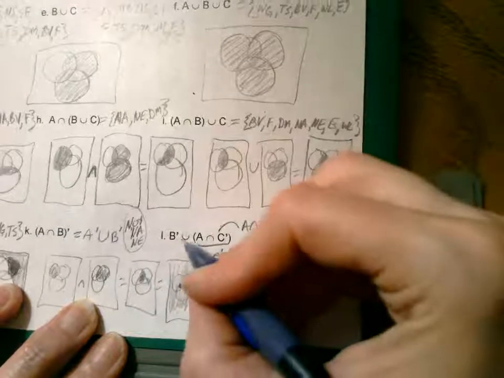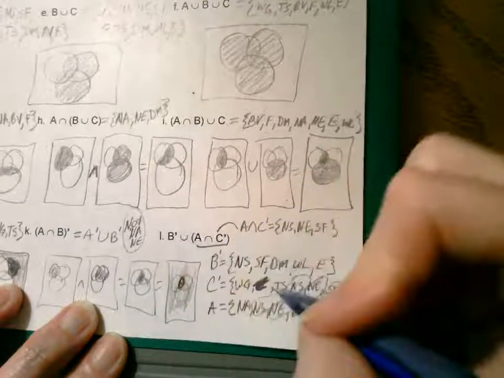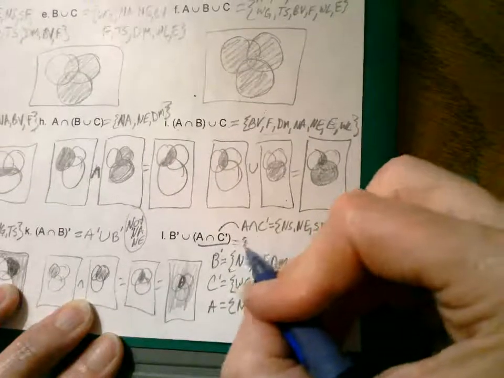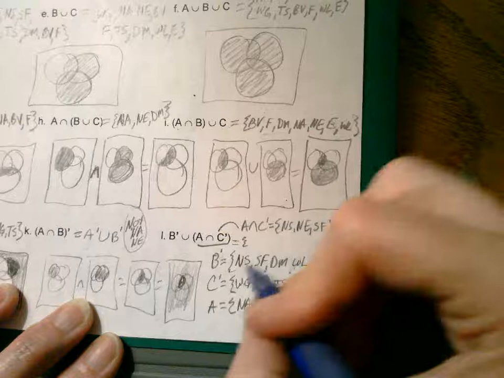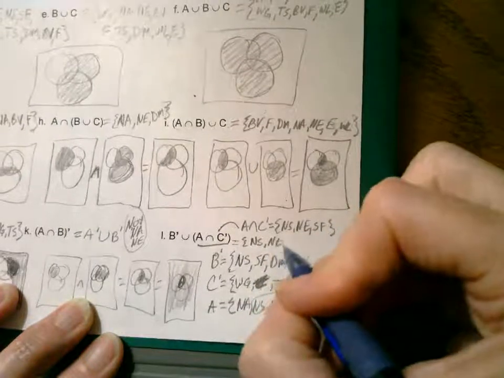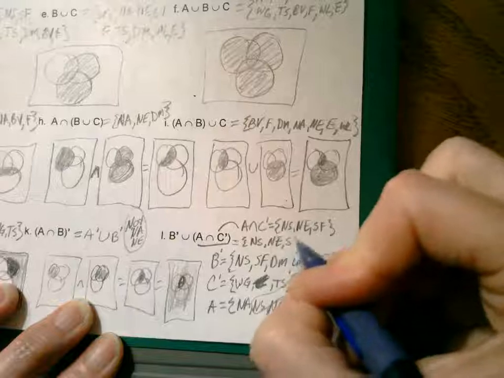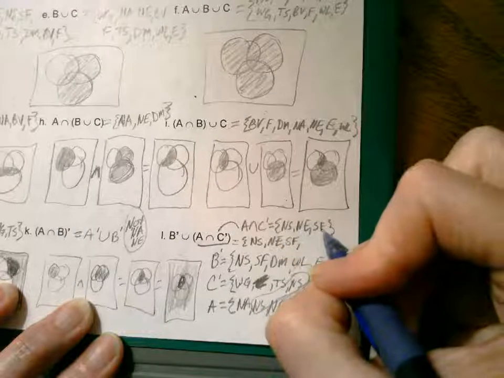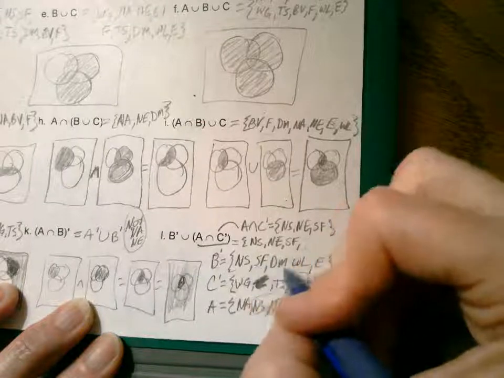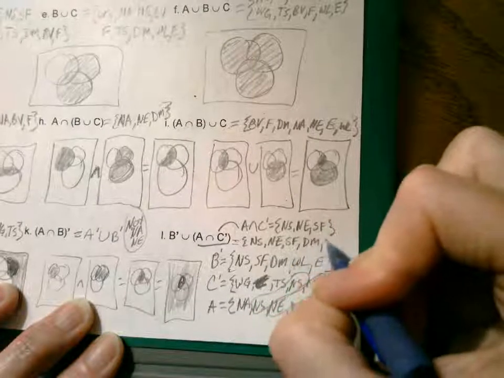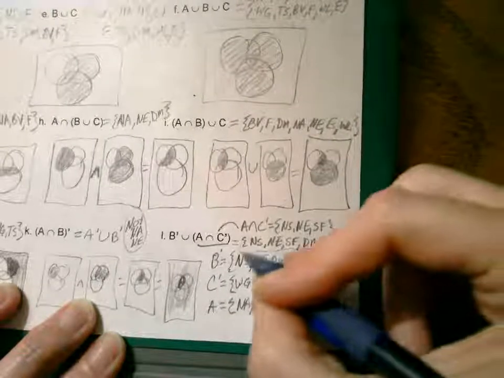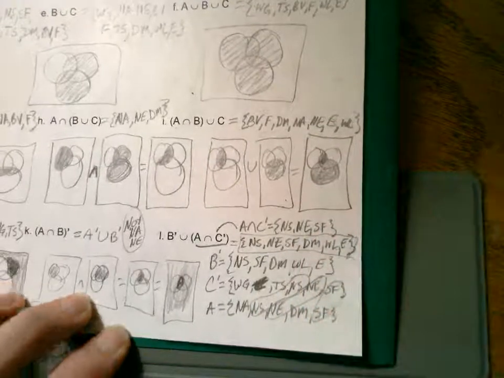All right. That needs to be included with everything that's not B. All righty. So our final answer, there's an NS in both places. So we're just running it once. NE from here, SF from here. So everything in here, and then everything that's not already listed. So these two are already listed. So DM, WL, and E. Goodness gracious. That's my final answer there.